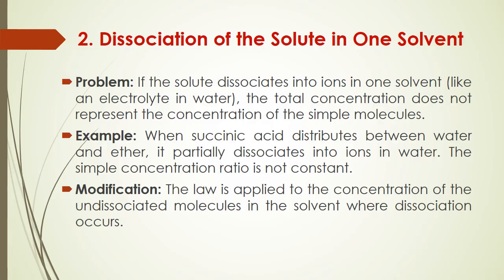Problem: if the solute dissociates into ions in one solvent, the total concentration does not represent the concentration of the simple molecules. For example, when succinic acid distributes between water and ether, it partially dissociates into ions in water. The simple concentration ratio is not constant. Modification: the law is applied to the concentration of undissociated molecules in the solvent only, where dissociation occurs.